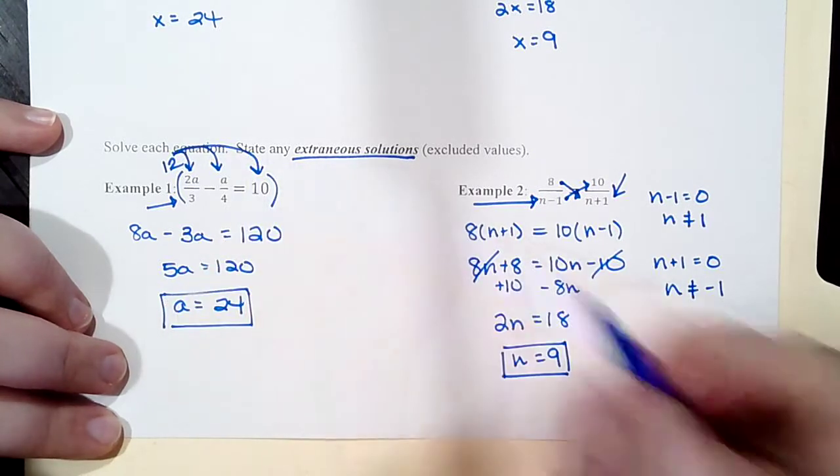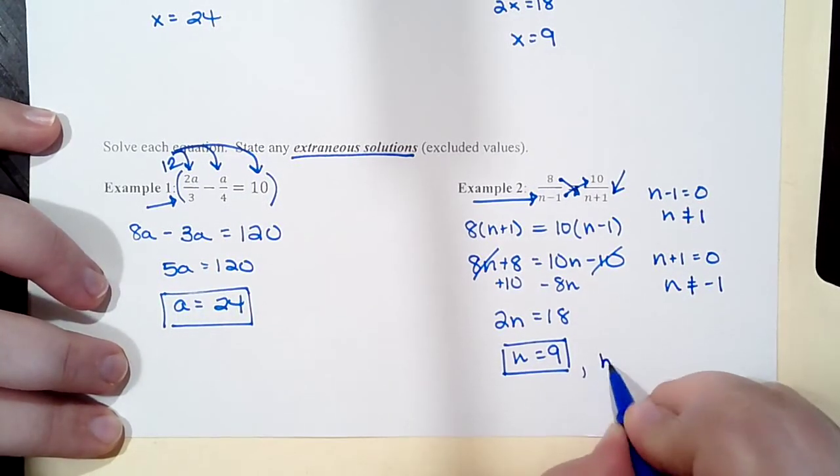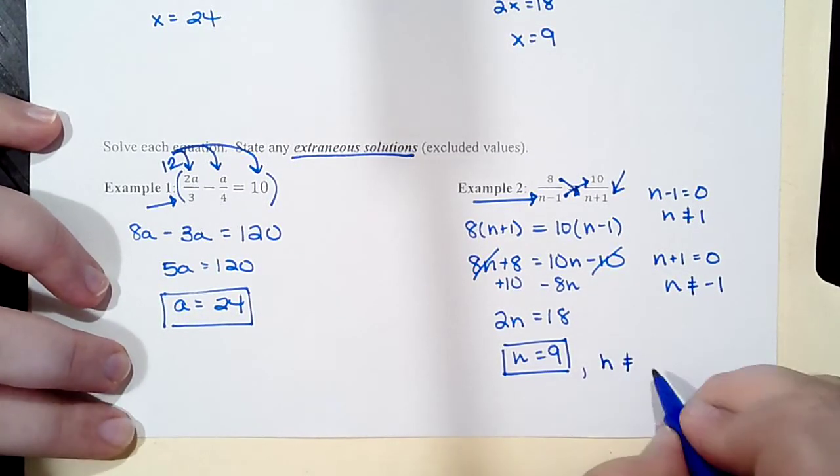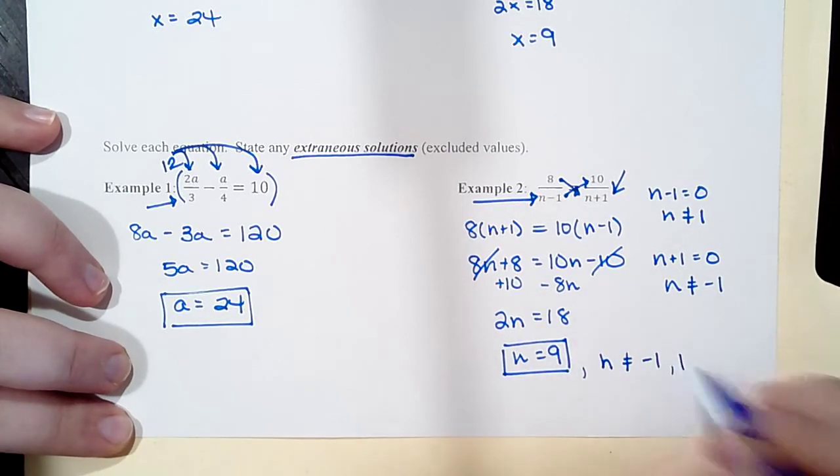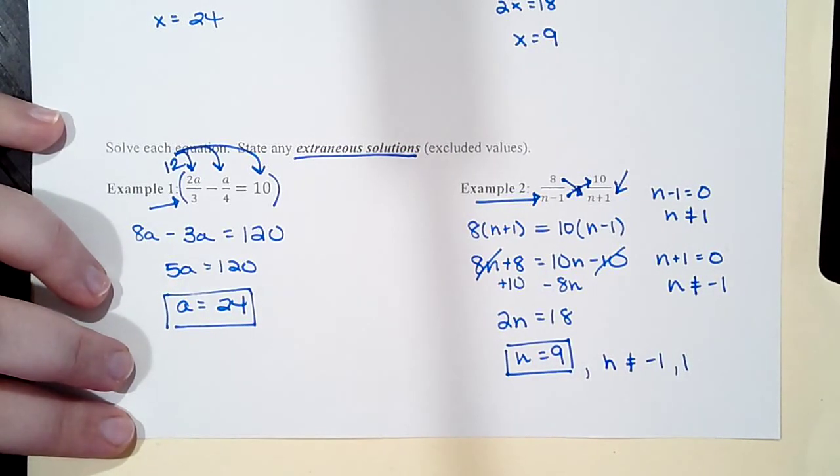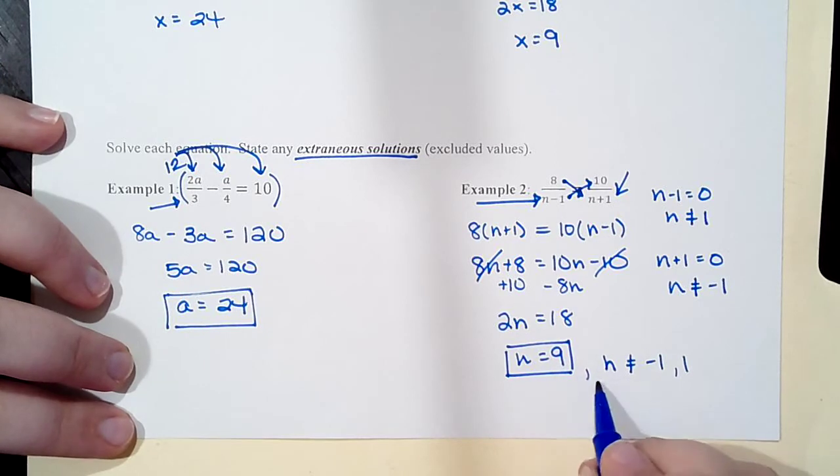When it says state the extraneous solutions, I'm going to go ahead and do that right here by saying that n cannot equal negative 1 or positive 1. Even though it's not circled, it is part of my answer.